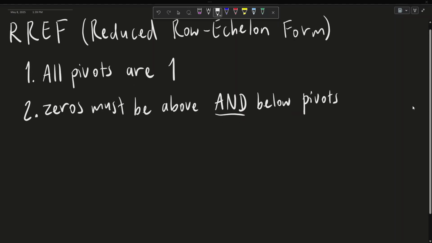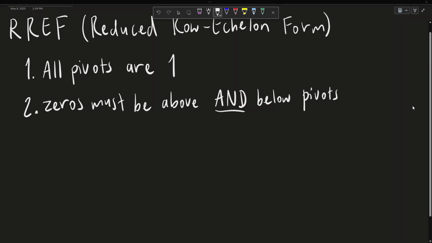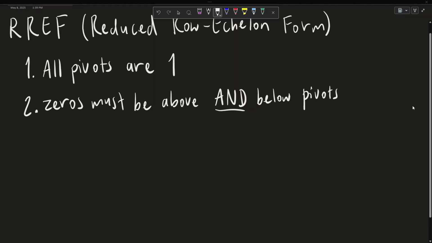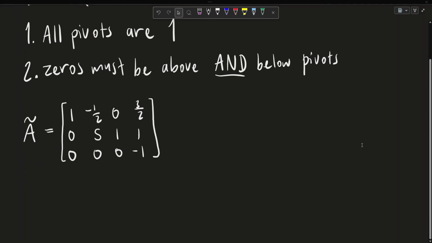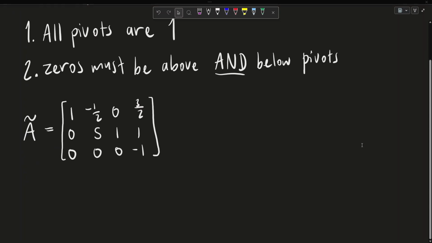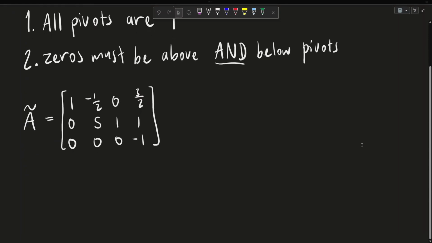So let's look at an example matrix that we've already converted to row echelon form. This is the matrix from the previous episode, which we've called A tilde, that we already converted to row echelon form. There are some important things of note when making a comparison about why this is only in row echelon form and not in reduced row echelon form.